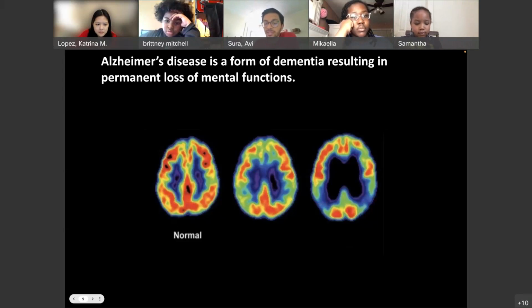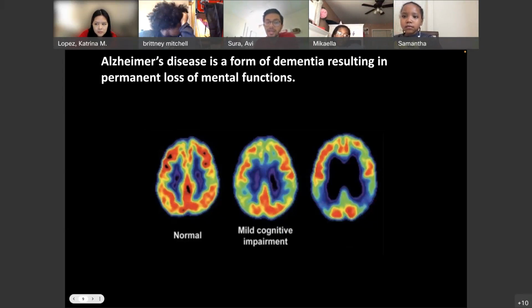This is mostly red and yellow, showing that there's a lot of activity happening in the brain, with only a few regions being green or blue. The middle brain has mild cognitive impairment, which means the brain isn't fully degenerating yet, but it's starting to. And so the blue and the green show that there's less activity happening.